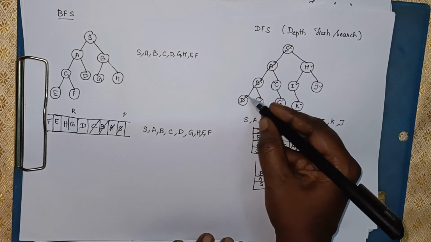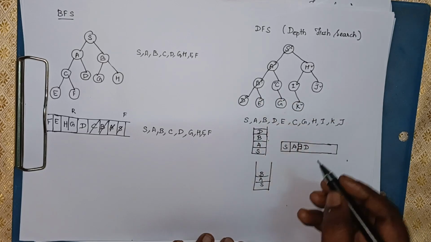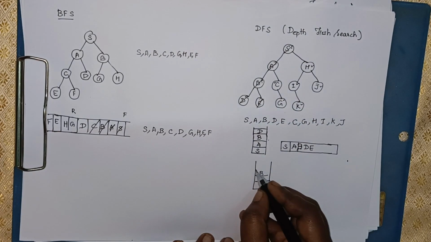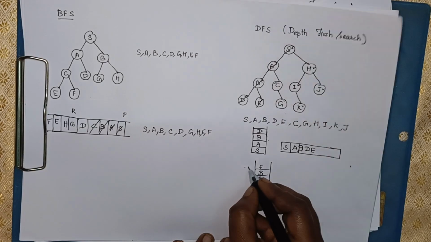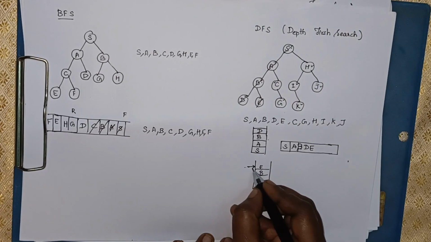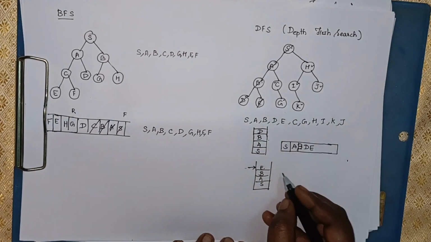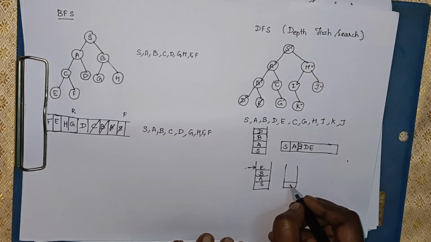So from B we are having D and E. So D is already visited. Next we are going to E. So mark E as visited, put it inside the output box and then put it inside the top of the stack. Now you are going to check the adjacent nodes of the top of the stack element E. It's not having any adjacent nodes. So what you are going to do is pop out this E from the stack.